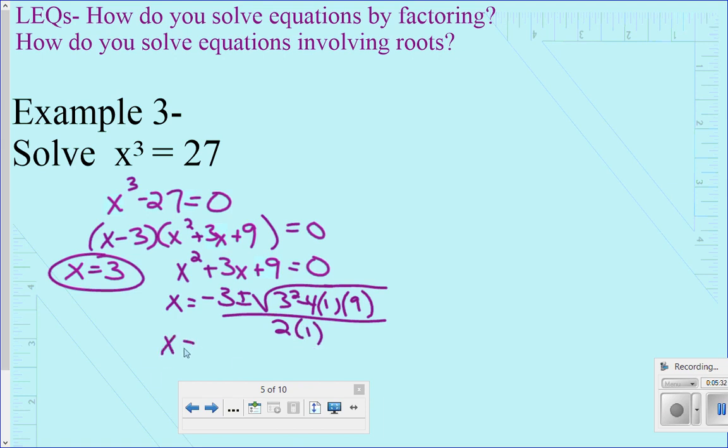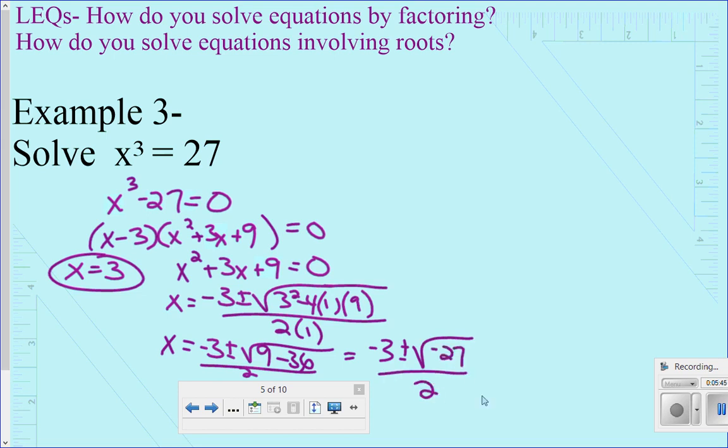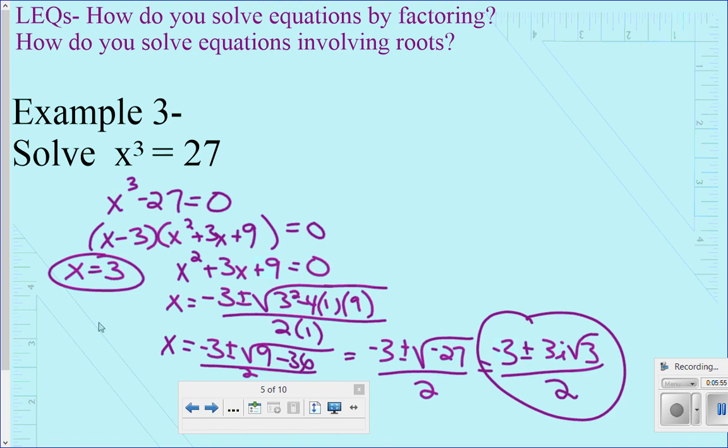So simplifying that, negative 3 plus or minus the square root of 9 minus 36 all over 2. That simplifies to negative 3 plus or minus the square root of negative 27 all over 2. And that simplifies to negative 3 plus or minus 3i root 3 all over 2. So I have two complex solutions and the one real solution. Now I have all three of the solutions.